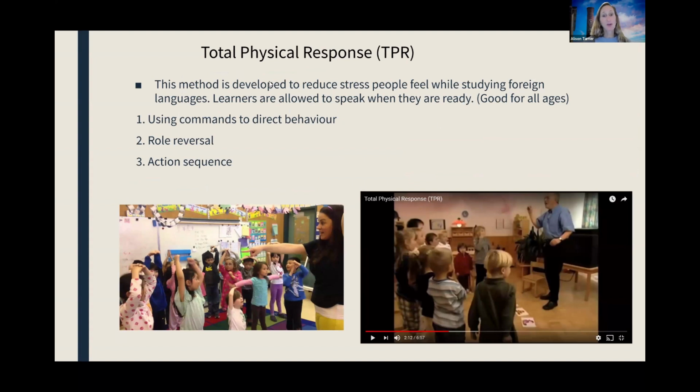So it's also a really nice methodology because it reduces stress that people feel when studying languages, helps lower the affective filter. We know that that's good for all ages. It gives students time to listen before they're encouraged or required to speak or produce language. So there's some really good aspects of this methodology.